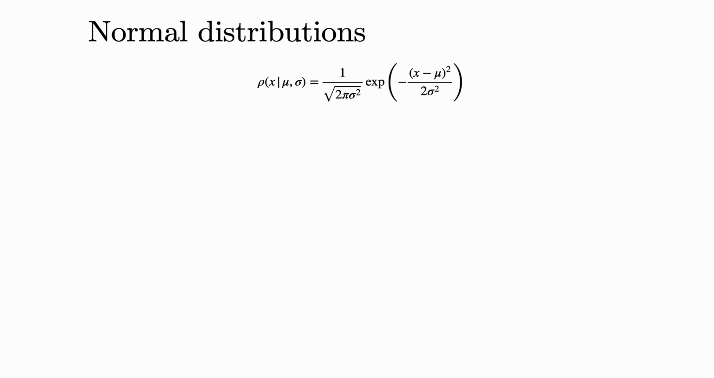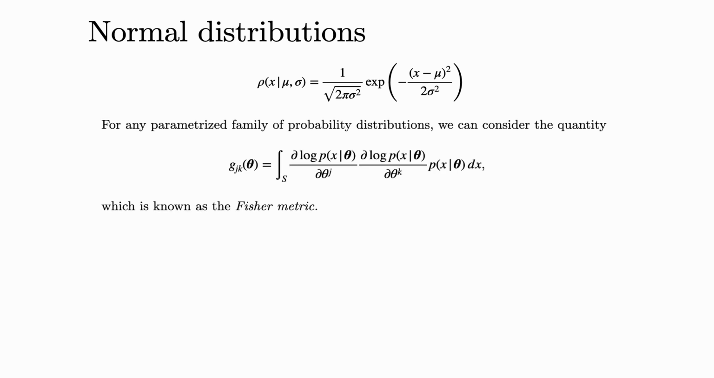Okay, let's start with the most basic example. Since this is an audience of statisticians, I'm not going to give a background on the normal distribution. Instead, let me use this example to discuss the Fisher metric, which is one of the central objects in information geometry. The Fisher metric is defined for any parametrized families, and it's given by this expression where we take the derivatives with respect to the parameters and then integrate over the sample space.